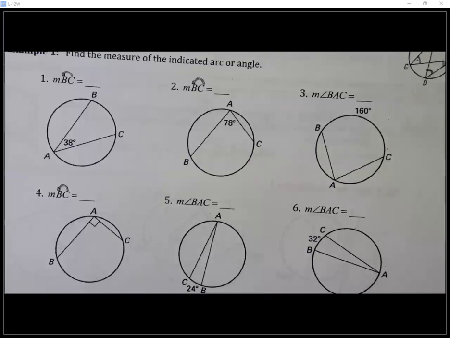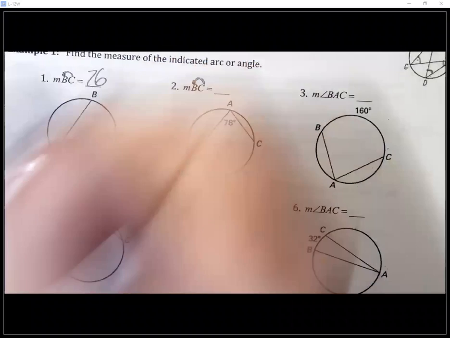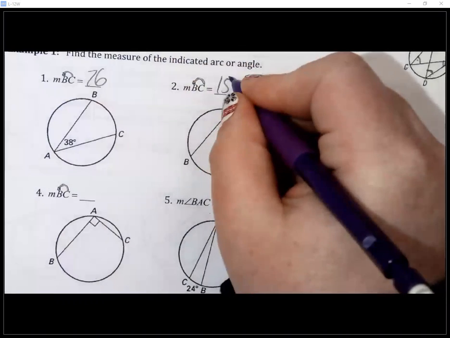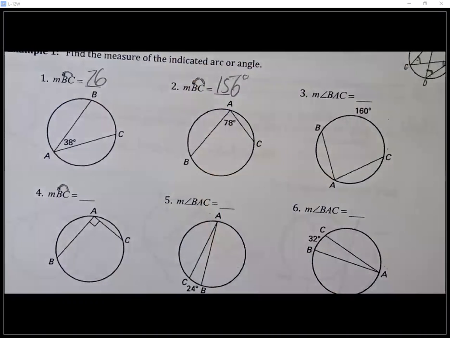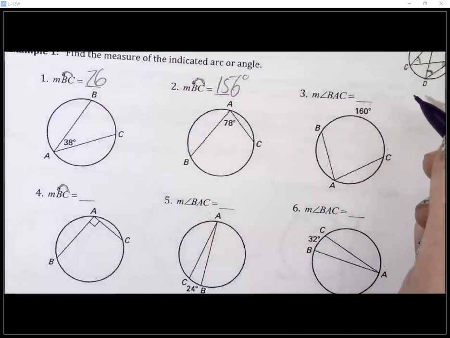Here we are. Okay, number 1, what did you get? Julia? 76, you said? I agree, 76 for that one. Number 2. Jack is not here. Patrick, number 2. I agree. 3, Taylor. You got what?